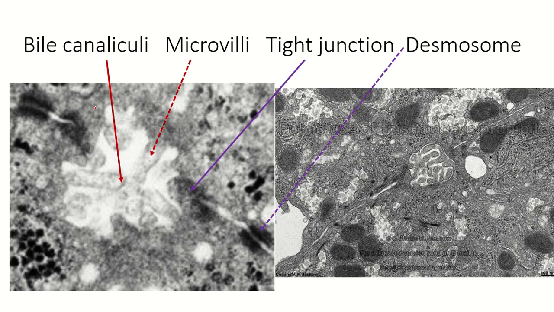This is the enlarged view of the bile canaliculi, and within the canaliculi these are the microvilli of the hepatocytes. These are the tight junctions. This is a desmosome. This is another bile canaliculus, containing microvilli of the hepatocytes.